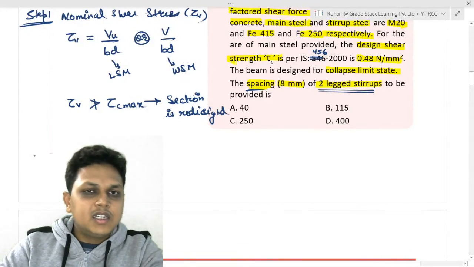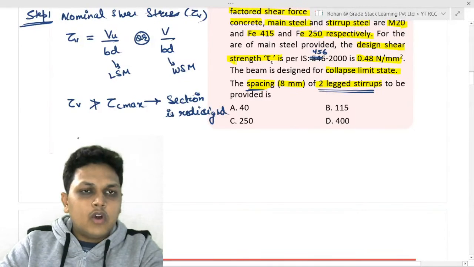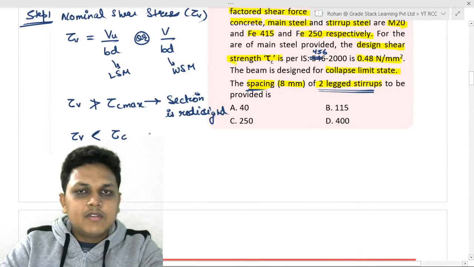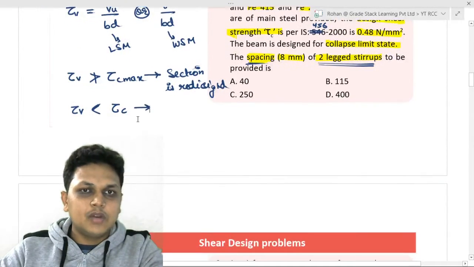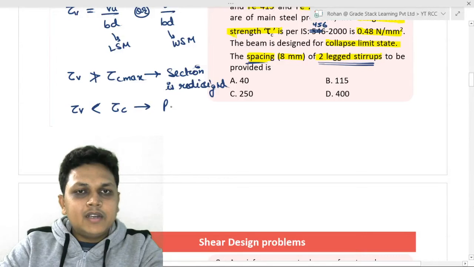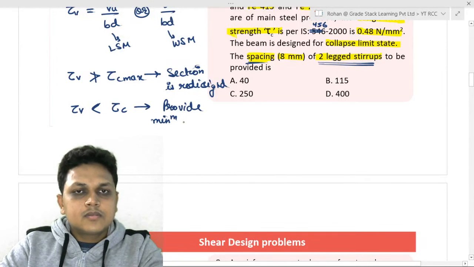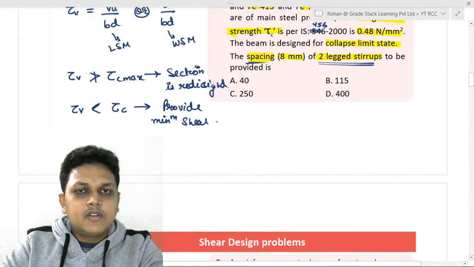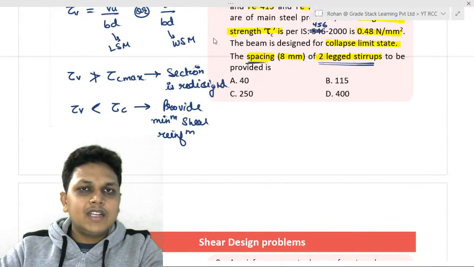Section is redesigned. And if your tau v is less than tau c, which is given in the question, then we provide minimum shear reinforcement. Then we provide minimum shear reinforcement. Okay. So let us find out first.